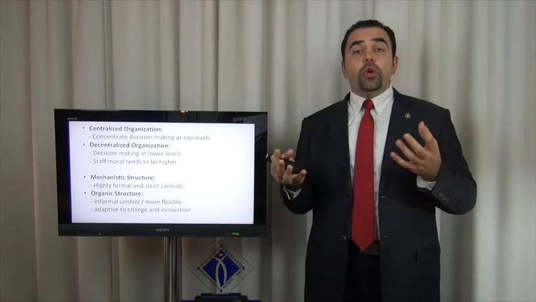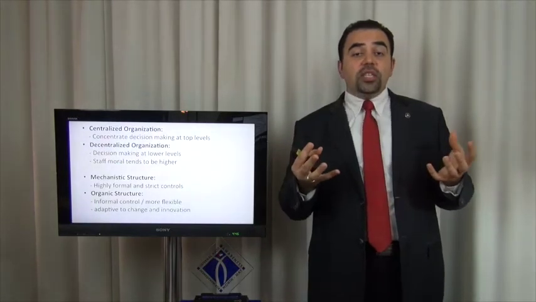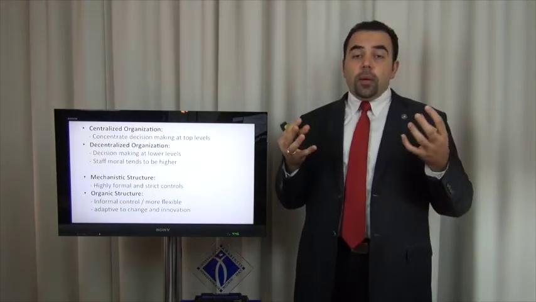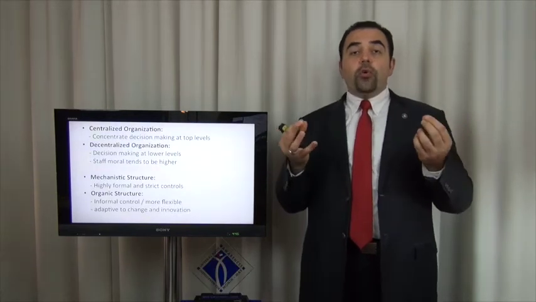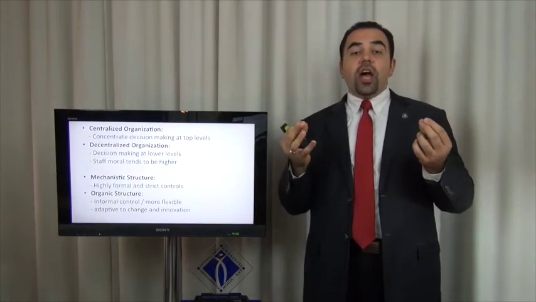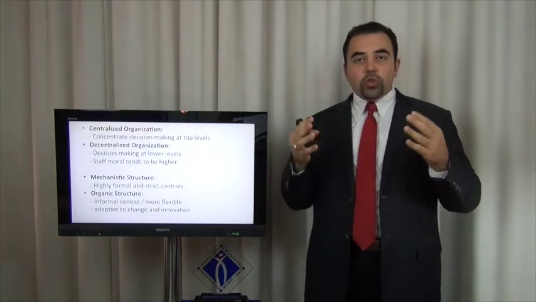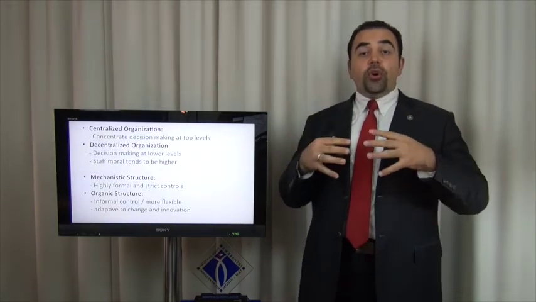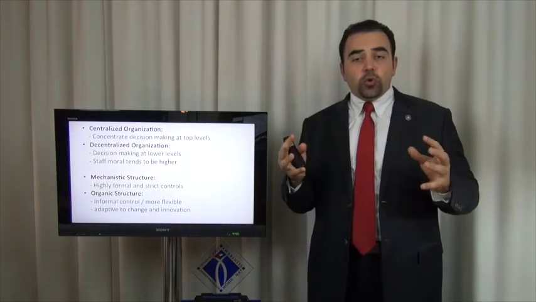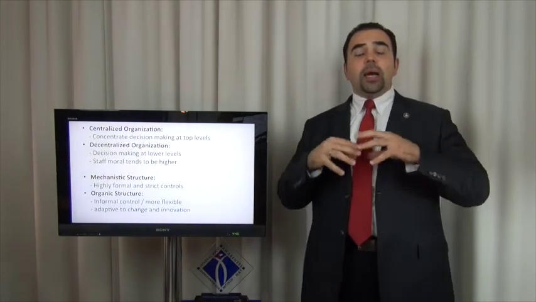There are other two kinds of organization. An organization that we call the mechanistic structure or organic structure. Mechanistic structure has higher formal and strict controls. So everything is done according to the controls and the policies. Whereas organic structure has informal controls. They are more flexible. They are adapted to change.